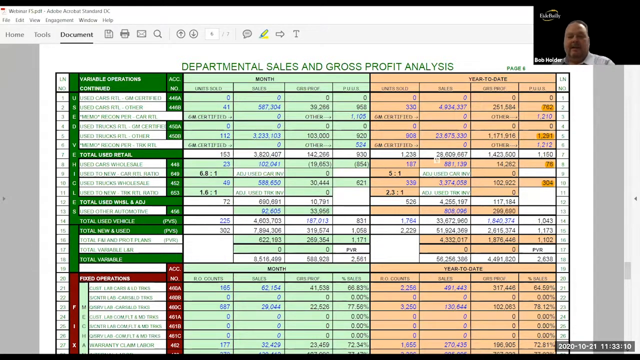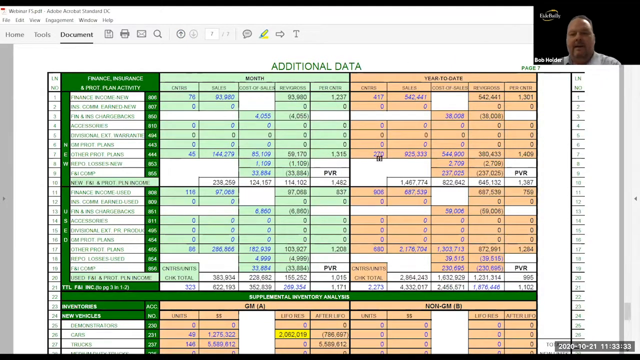Anyway, I don't spend a lot of time on the vehicle sales part of it. I just look for things that jump out at me that are maybe not normal or not what I typically see, depending on the market they're in and so forth. So that is that part of variable. And then the final part of variable is F&I.